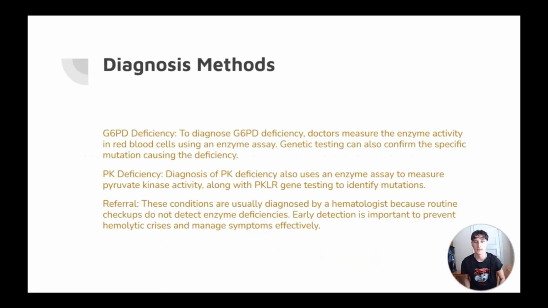So, diagnosis methods. To diagnose G6PD deficiency, doctors measure the enzyme activity in red blood cells using an enzyme assay. Genetic testing can also confirm the specific mutation causing the deficiency. Diagnosis of PK deficiency also uses an enzyme assay to measure pyruvate kinase activity, along with PKLR gene testing to identify the mutations.